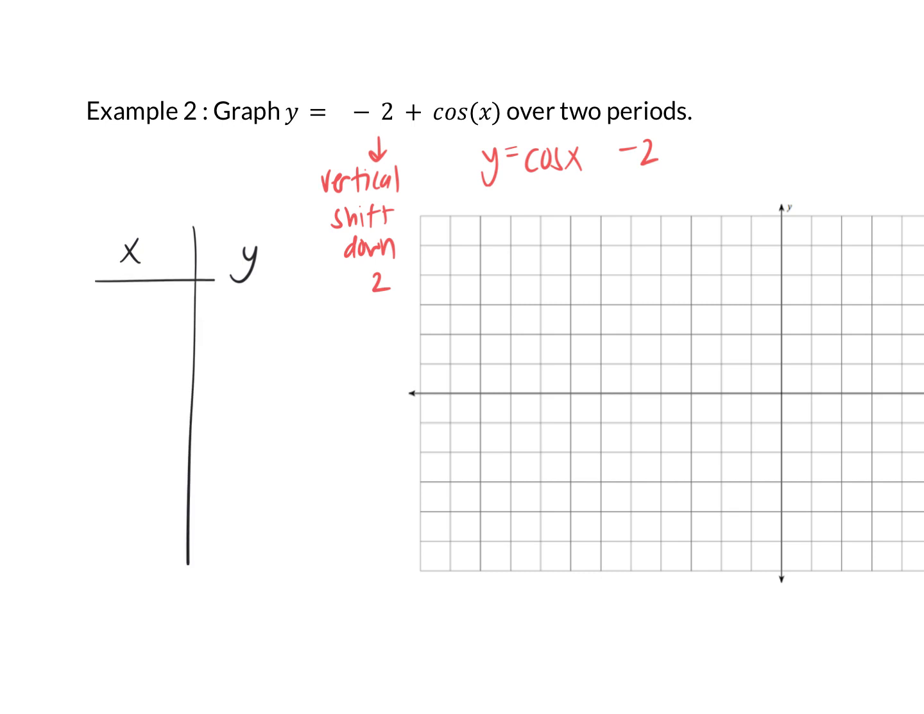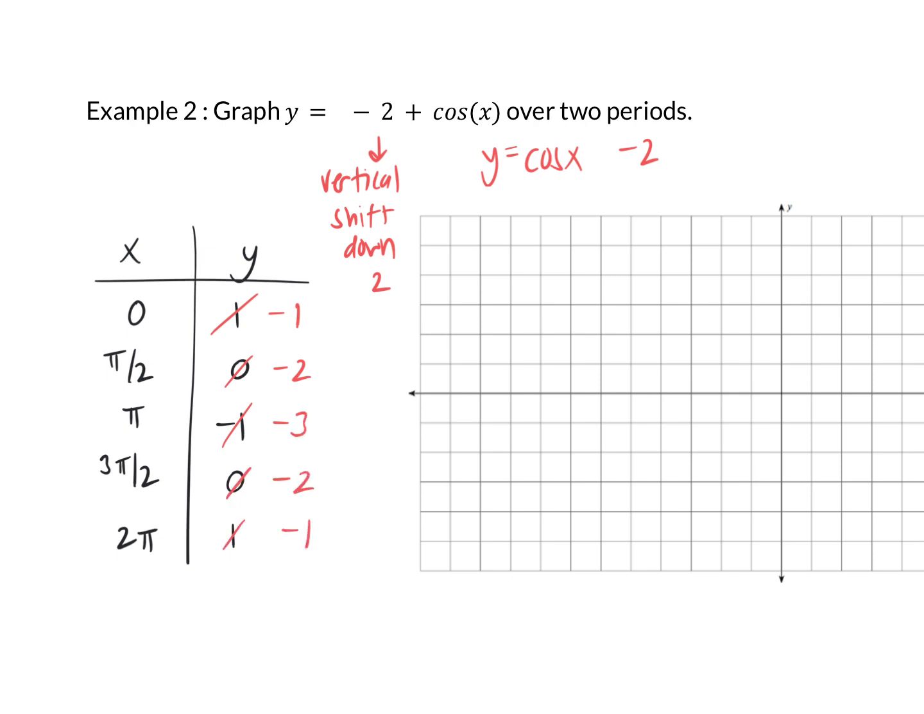Okay, so my parent function again for my cosine values, I'm going to plot those on here first. So I've got 0, pi over 2, pi, 3 pi over 2, and 2 pi. And then all of my y values of 1, 0, -1, 0, and 1, those are all going to be shifted down 2. So what am I going to do with all those values? Subtract 2. So this would become -1. This becomes -2, -3, -2, and -1.